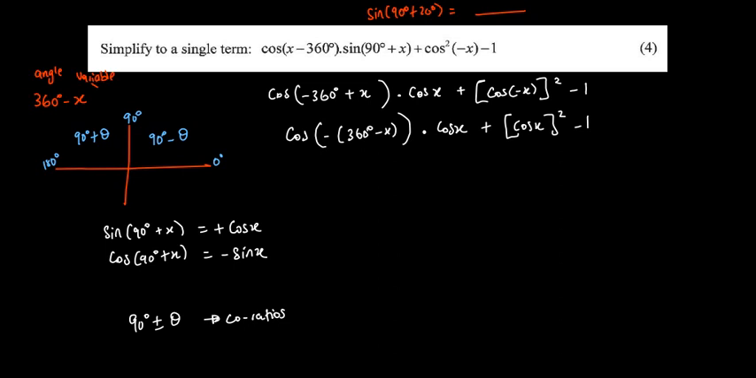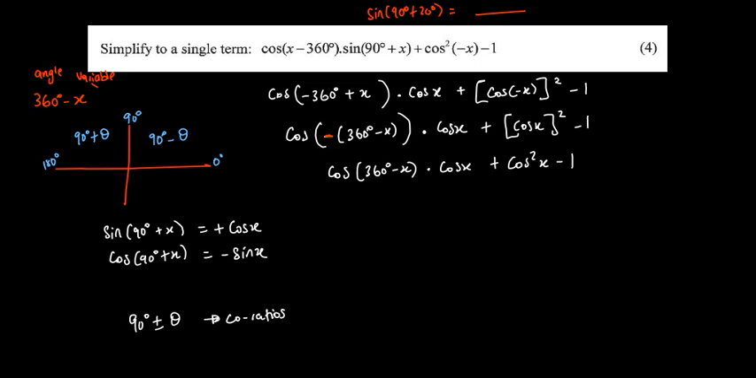From there, what do you have, good people? Remember that once you have negative of a certain angle, that is a negative angle, and negative angles are in the fourth quadrant. Is cos positive or negative in that quadrant? Cos is positive again, so you're gonna have positive cos that angle, which is 360 degrees minus x, multiplied by cos x, and then here you're gonna have cos squared x minus 1.